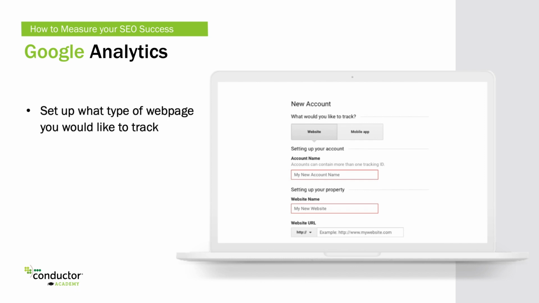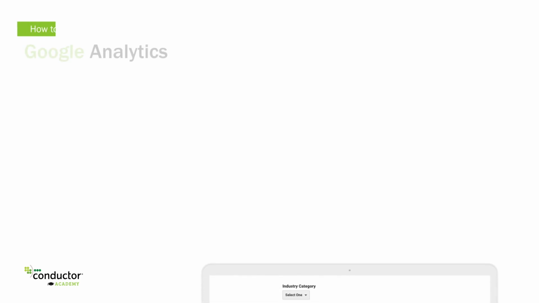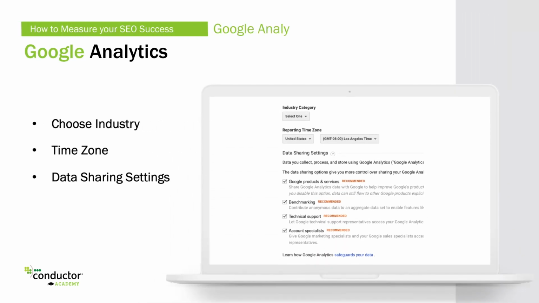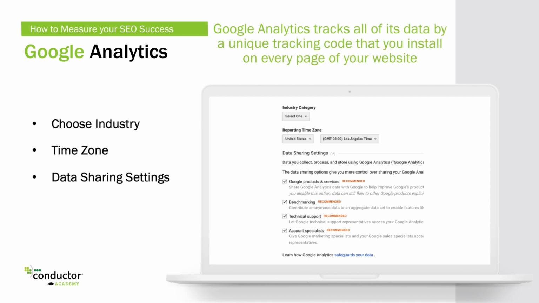To sign up, you will provide the web address of the page that you would like to track, account name, website name, and website URL. From here, you will be able to begin to monitor the metrics we've reviewed. You'll select the industry, time zone, and data sharing setting, and Google Analytics will track all of the page's data by installing a tracking code on every page of your website.